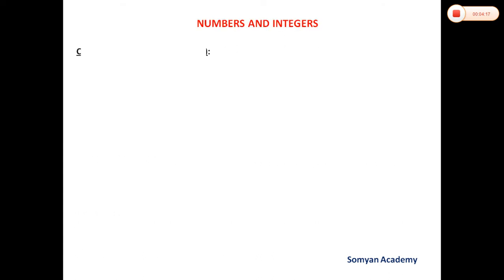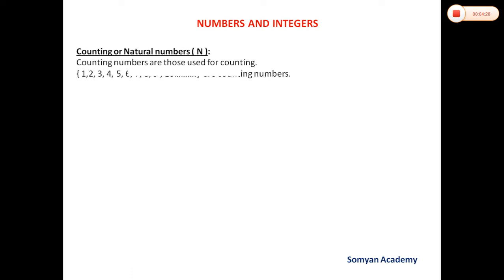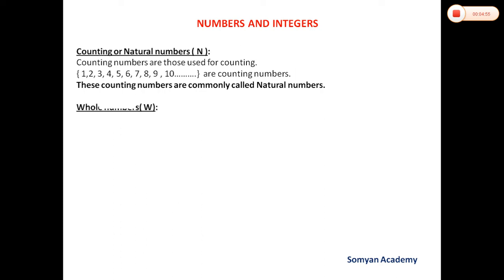Next we see what are the counting numbers or natural numbers. Counting numbers are those used for counting. Counting numbers are also called natural numbers. Remember, counting numbers are also called natural numbers. Numbers 1, 2, 3, 4, 5, 6, 7, 8, 9 and so on are the counting numbers. So these counting numbers, as I already told you, are normally called natural numbers.